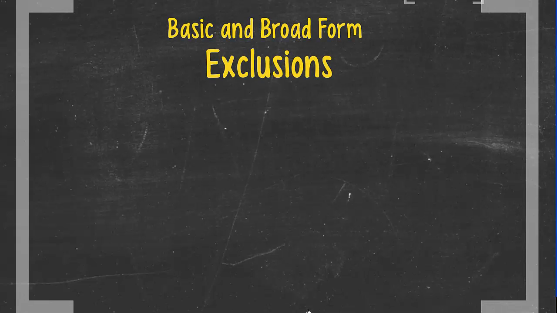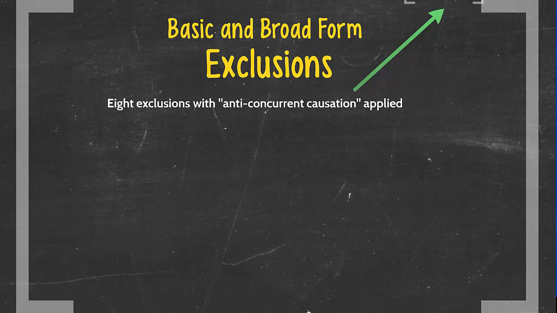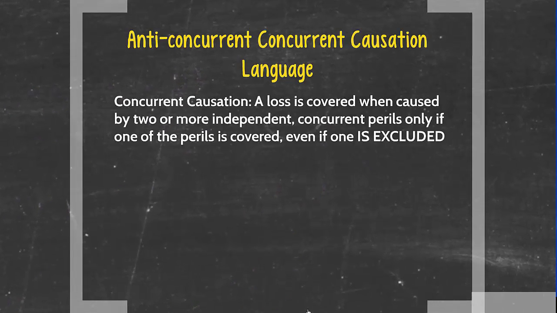And remember that exclusions apply even if the proximate cause of loss is a covered cause of loss, and they mean that the loss will not be covered. There are 8 exclusions with anti-concurrent causation applied. So before we look at the specific exclusions, I want to look at what is meant by anti-concurrent causation. First, when the anti-concurrent causation language does not apply, it means that a loss is covered when caused by 2 or more independent concurrent perils, only if one of the perils is covered, even if one is excluded.